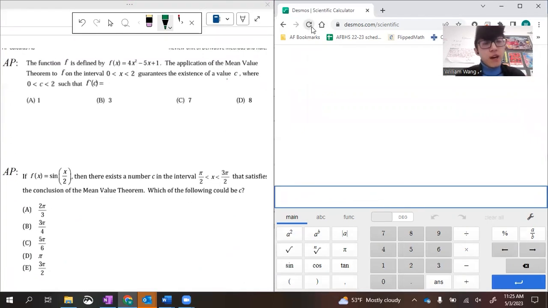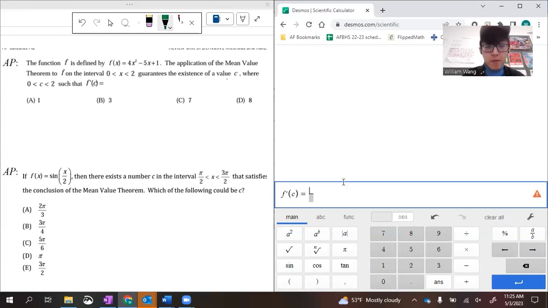The function f is defined by f of x is equal to 4x squared minus 5x plus 1. The application of the mean value theorem to f on the interval from 0 to 2 guarantees the existence of a value c, where from 0 to 2, the derivative is equal to what? Okay, they name mean value theorem, so I'm just going to jump straight into my equation. f prime of c is equal to f of b minus f of a over b minus a.